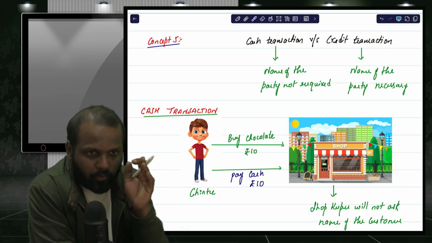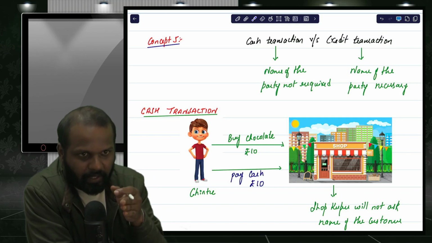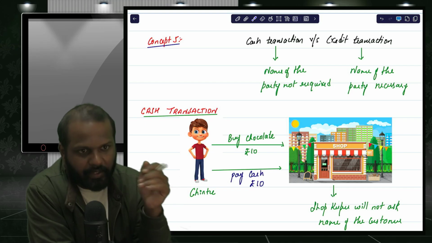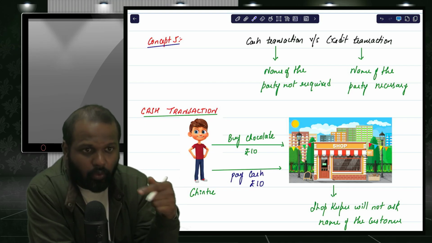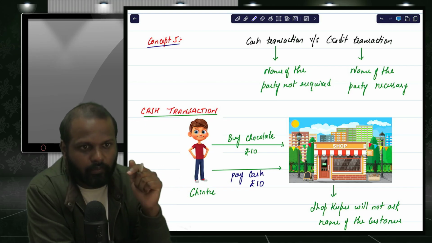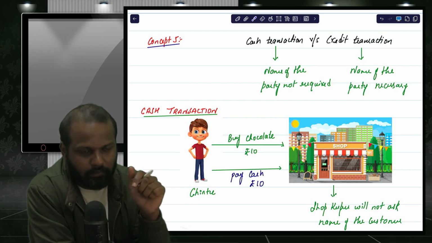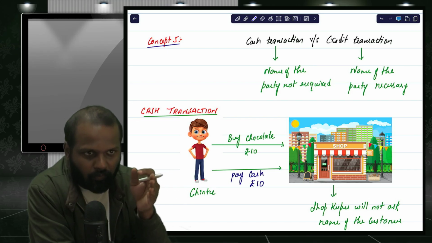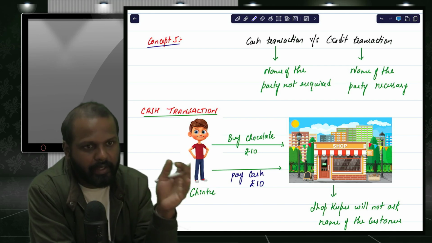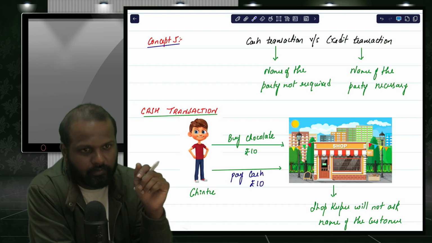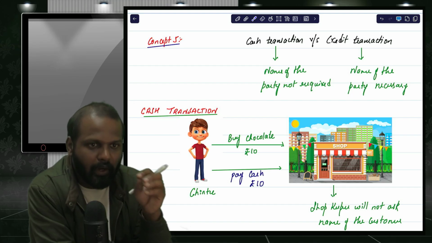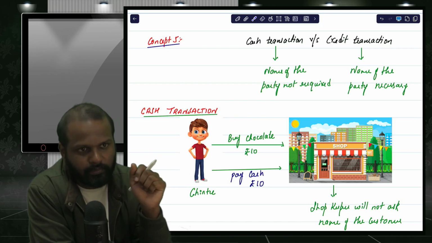It is important to differentiate which transactions are cash transactions and which are credit transactions, because whenever you record a business transaction in your books of accounts, you need to know whether it is a cash transaction or a credit transaction. Based on that only, we will record the transaction in the books of accounts.